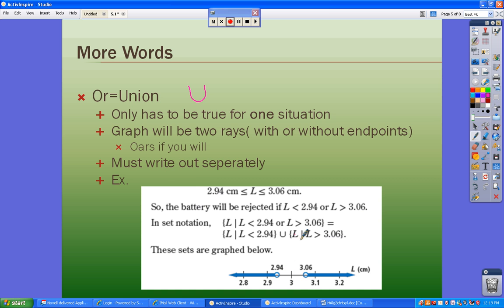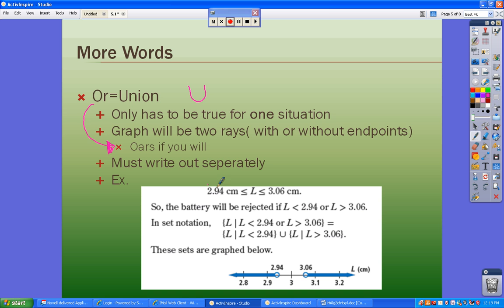I say oars, if you will. Like I think of oars of a boat. Like here's my boat, there are the paddles or the oars. So I remember that the word "or" graph is going to look like oars of the boat, or the 2 rays. That's how I remember that. I don't care how you remember it, but you need to remember it, so might as well use my way.